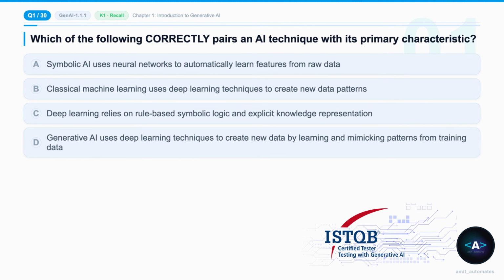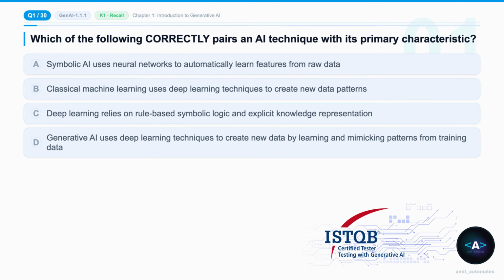Question 1. Learning Objective GenAI 1.1.1. Difficulty level K1. Which of the following correctly pairs an AI technique with its primary characteristic? Your options are A. Symbolic AI uses neural networks to automatically learn features from raw data.